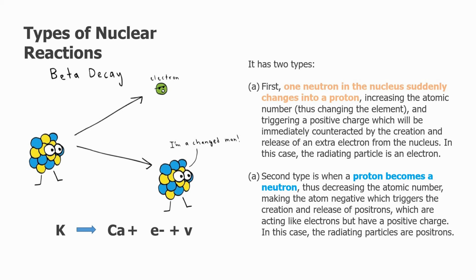The first type is where the neutron changes into a proton, so the atomic number becomes one step higher. You add 1 to the atomic number, and the next element is the new element. But with the second type, it's the reverse. The proton becomes a neutron, so it goes one step backwards.